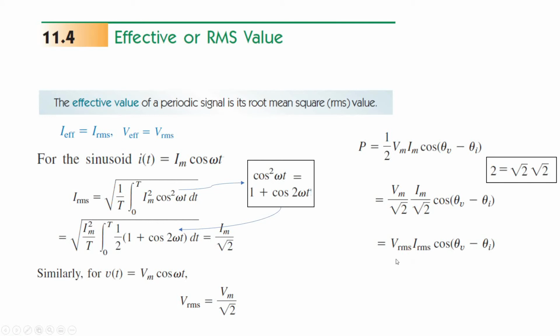So this is our average power in terms of VRMS and IRMS, and in case of purely resistive load, this is the final power in terms of IRMS and VRMS. Right, so we can rewrite this expression in terms of VRMS and IRMS, as you can see here.